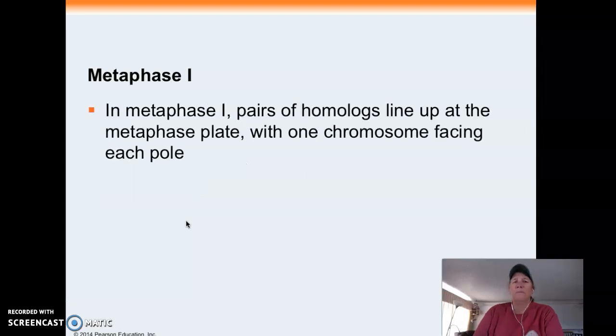Okay. Metaphase 1, again, the difference here, they're going to line up in the middle. That part is the same. But instead of lining up single file, they're going to line up in pairs.